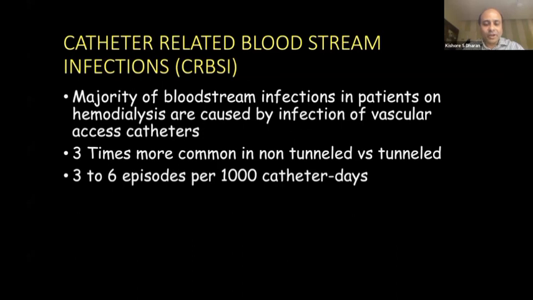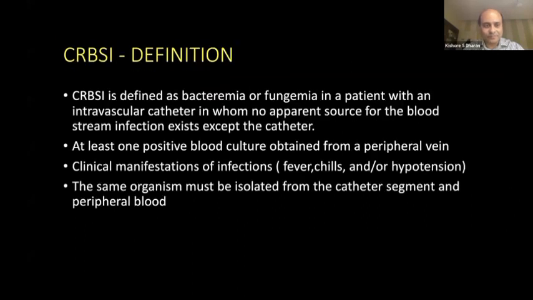Comparing non-tunnel versus tunnel, infection is 3 times more common in the non-tunnel. And even with a tunnel catheter, there are 3 to 6 episodes per 1,000 catheter days. So 1 to 2 infections is almost universal in the first year of a permanent catheter.